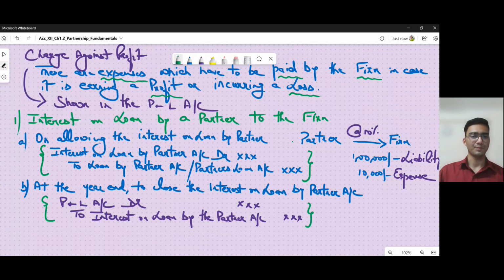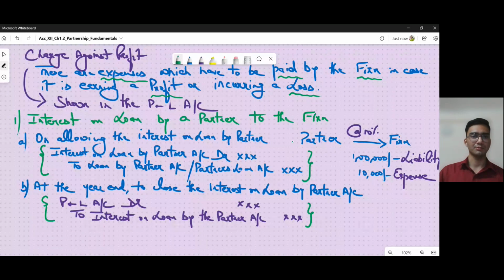So this is the second entry. When do we do the second entry? At the year end. Why do we do the second entry at the year end? To close the interest on the loan by the partner account. Because in the first entry, we are allowing the interest on the loan by the partner. So to allow that, we are creating a new account, which is interest on loan by partner account. And to close it at the end of the year, we have to credit it.